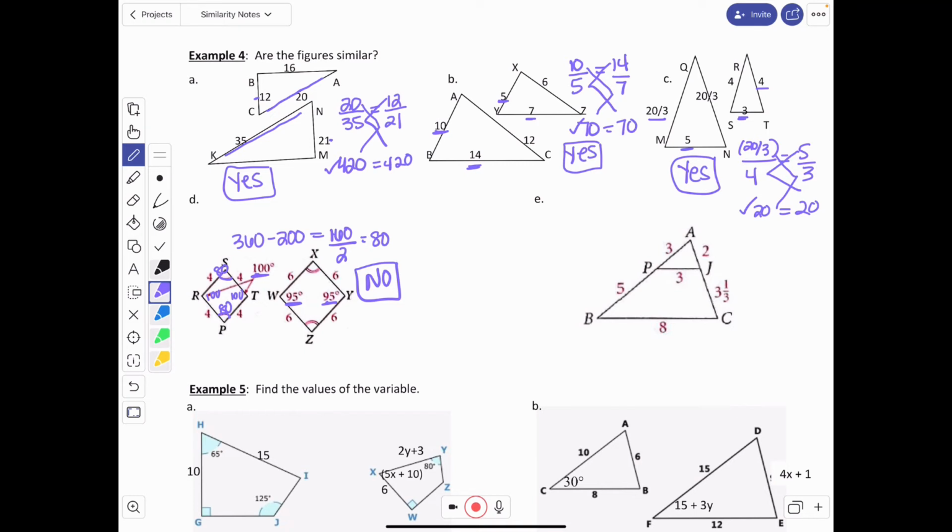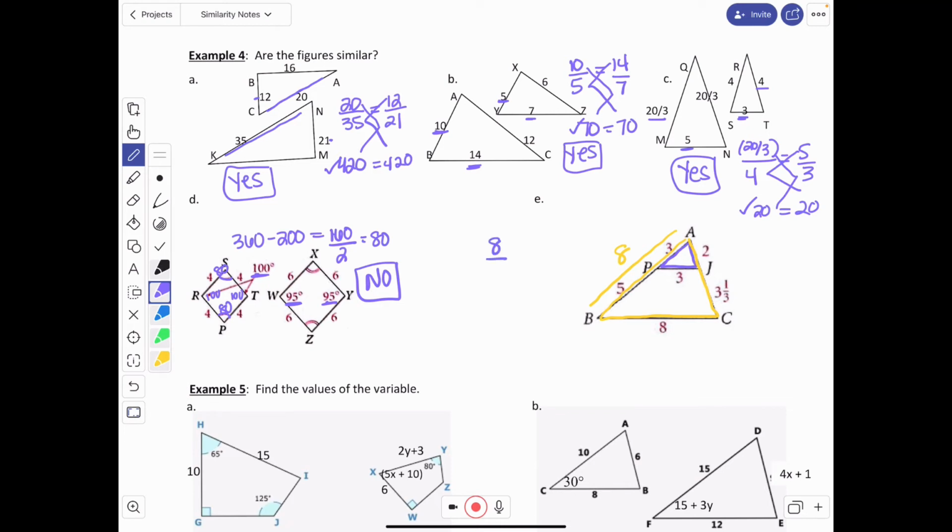All right, E is a little bit tricky. You got to be careful on E because what we're doing, we're comparing this little triangle to the big triangle. Okay? So the big triangle, the side here is 8 and the bottom is 8. So you got to be careful about how you set up your fractions. So the side of the big triangle is 8.